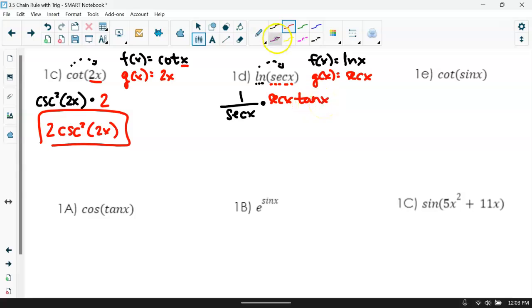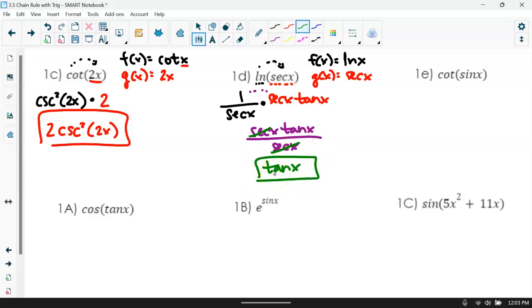Now, notice there is some simplifying here, because this is secant x times tangent x over, because this is times 1 over secant x, because notice what cancels out. Secant divided by secant. So we are just left with tangent x.